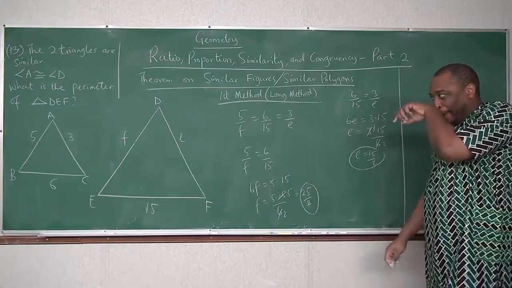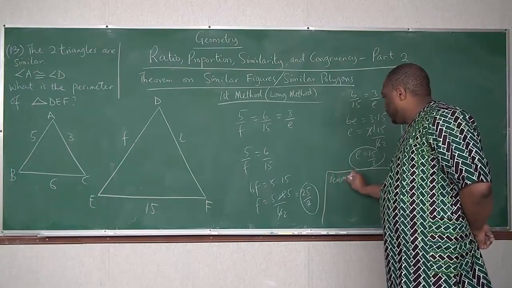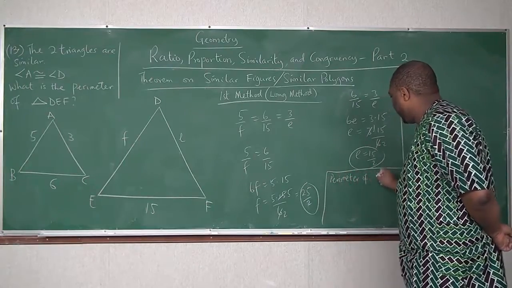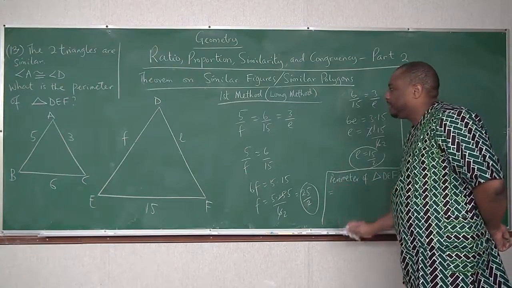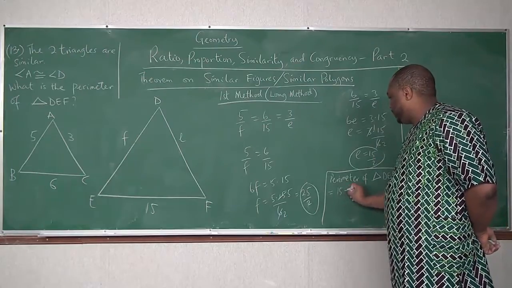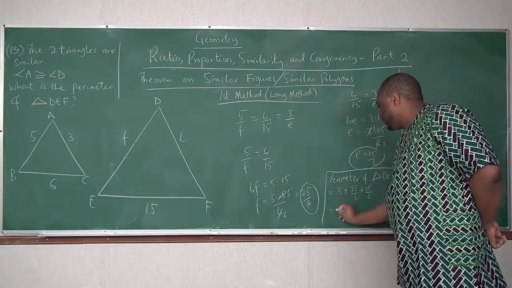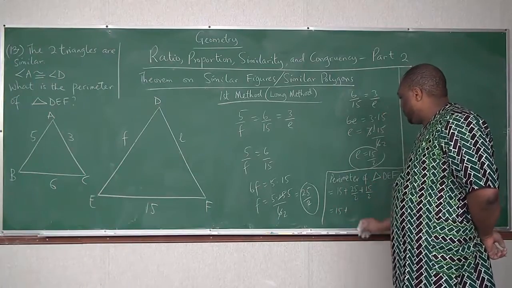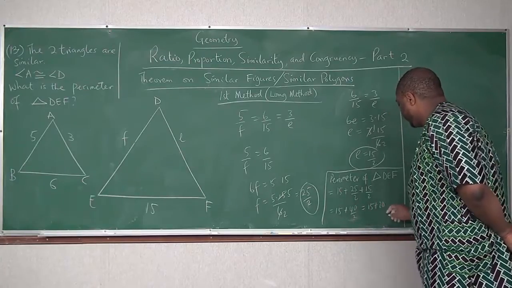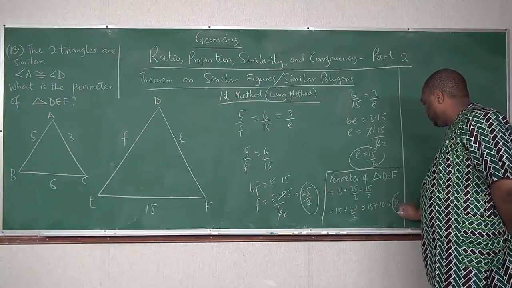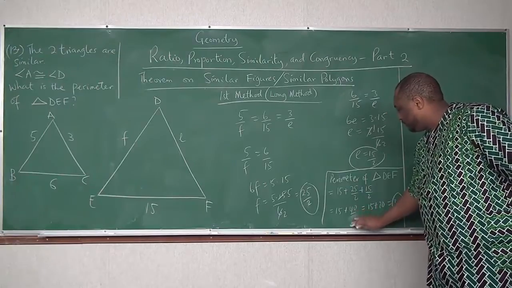So the perimeter of triangle DEF would be 15 plus 25 over 2 plus 15 over 2, which is 15 plus 40 over 2, which is 15 plus 20, and that is 35.